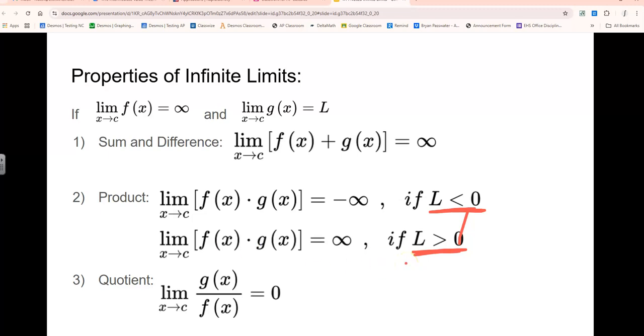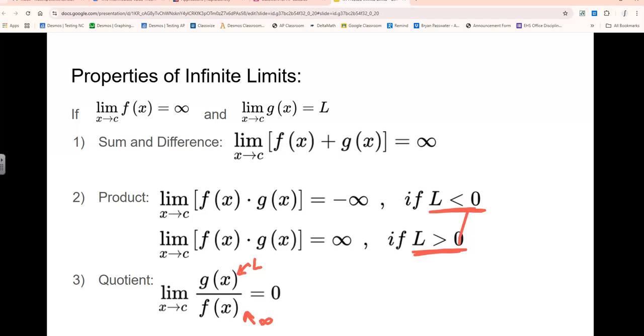They cancel and you'll get a positive, yes, for that. And then your quotient rule, if you have g of x, which is the one that is like our L right here, right? This is our limit, it's L. And then we have infinity on the bottom.